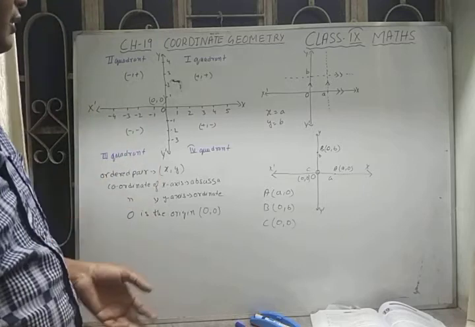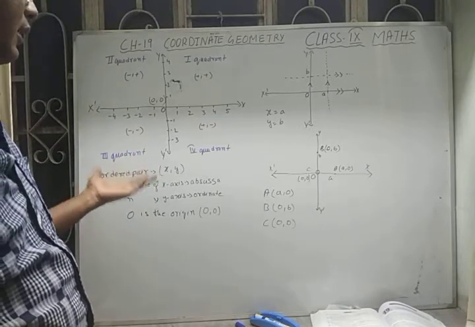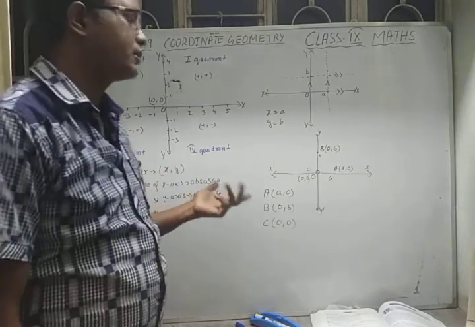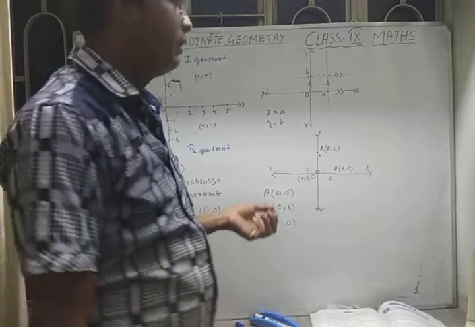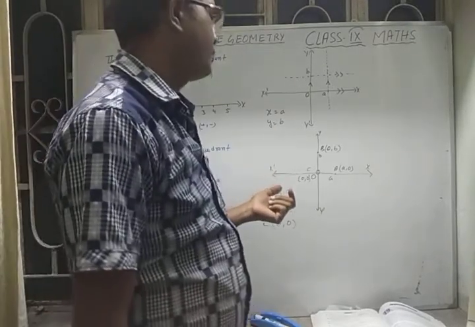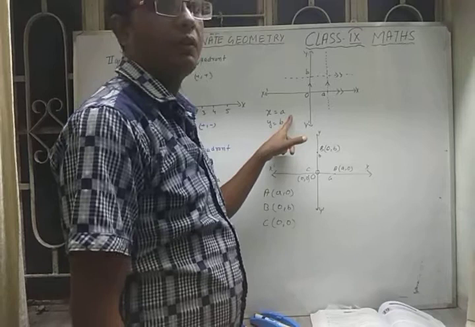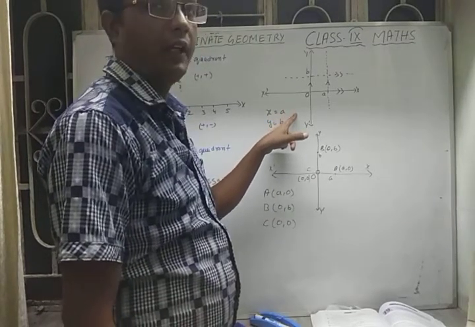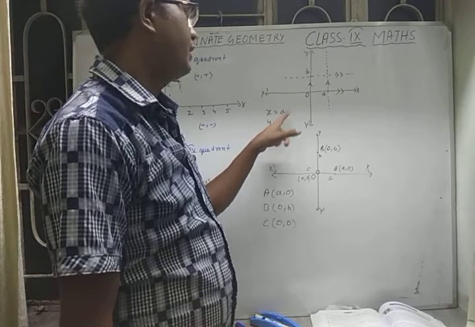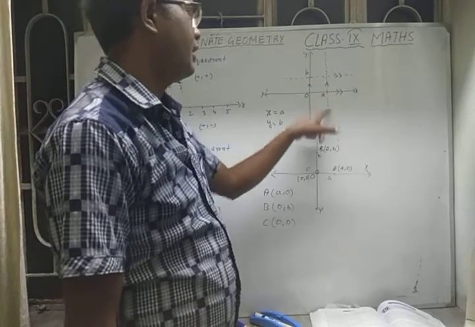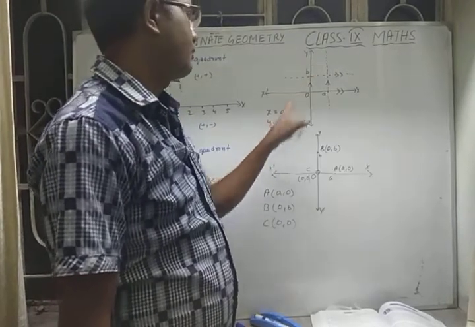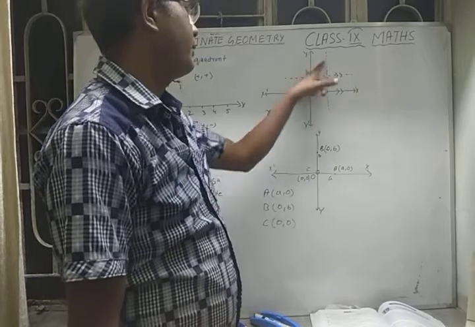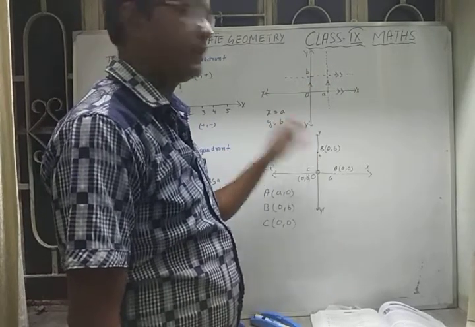Now, while plotting the graph in the graph copy, we should know some more points regarding the graph. One thing you have to remember: if there is no coordinate for y, and only x is a, that means for all values of y, x is always a. In that case, we have to draw a straight line like this. That means when x equals a, the line will be parallel to the y-axis.